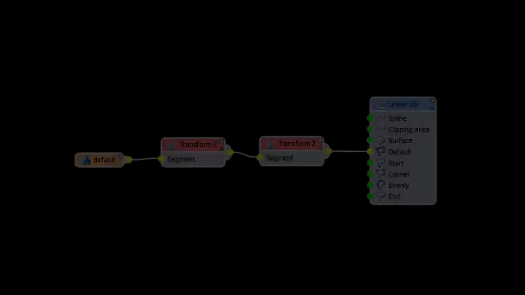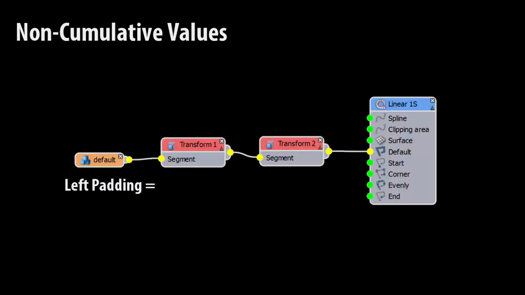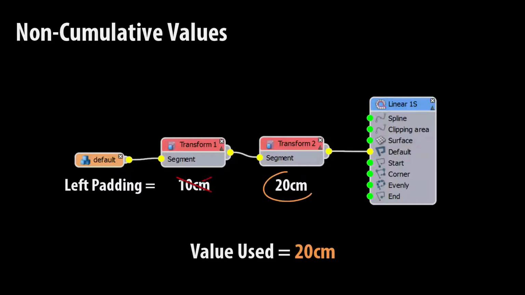Values in Railclone can be either cumulative or non-cumulative. Non-cumulative values are always overwritten by the node wired last in the chain, whereas cumulative values are additive, and the final outcome is the sum of the relevant values of all the nodes wired to the generator's input. For example, in this node tree there are two transform operators, wired one after the other. If you set a left padding value of 10 cm in transform operator 1 and a left padding value of 20 cm in transform operator 2, then the actual padding value used is 20 cm. The second value overwrites the first because padding values are non-cumulative.